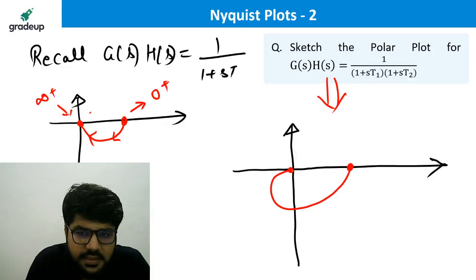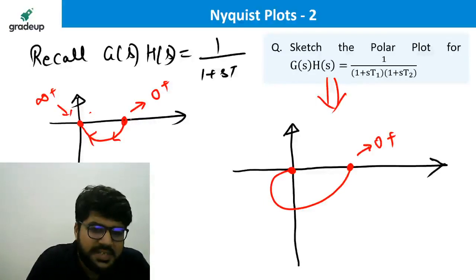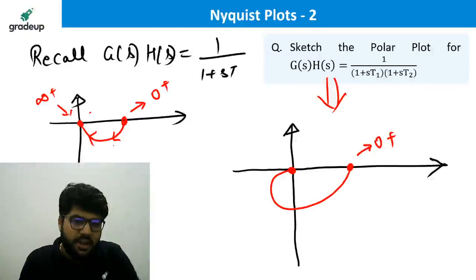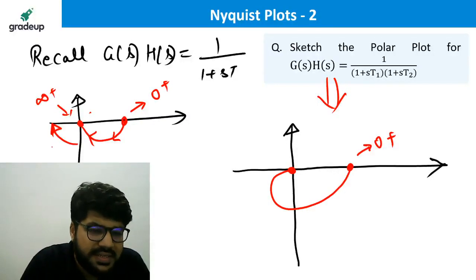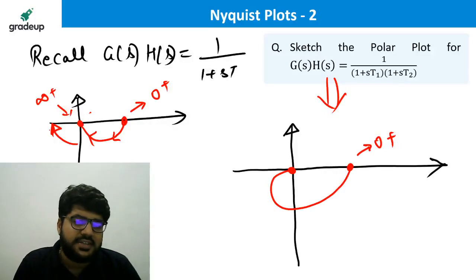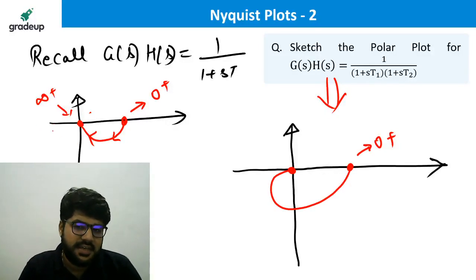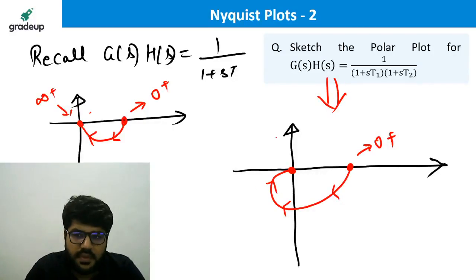Like this. 0 plus is the same. Look at infinity plus. It is coming along the negative y-axis. So from the negative y-axis, you have to shift 90 degrees clockwise. That is towards the negative x-axis. That's it.